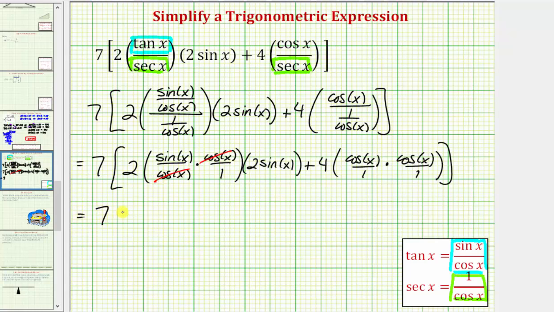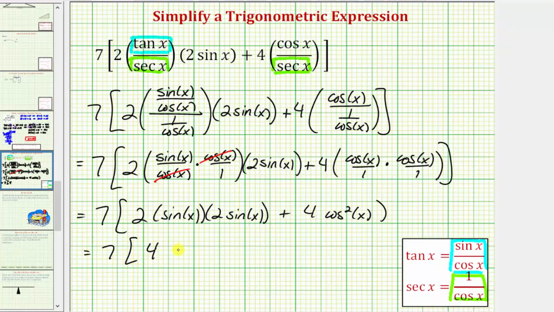So for our next step, we have 7 times 2, this is now just sine x, times 2 sine x, plus here we just have 4 cosine squared x. Looking at this product here, notice how we have 2 times 2 is 4, so we have 4 sine squared x here. So we have 7 times 4 sine squared x plus 4 cosine squared x.